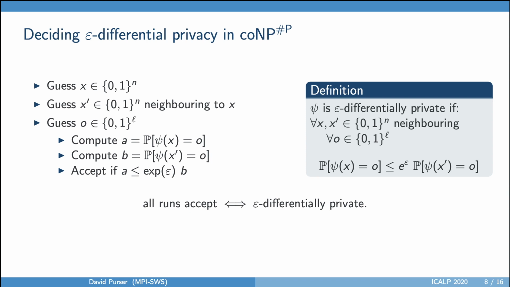Let us now show that deciding epsilon differential privacy can be done in coNP with a sharp p oracle. Recall the definition of epsilon differential privacy shown on the right.